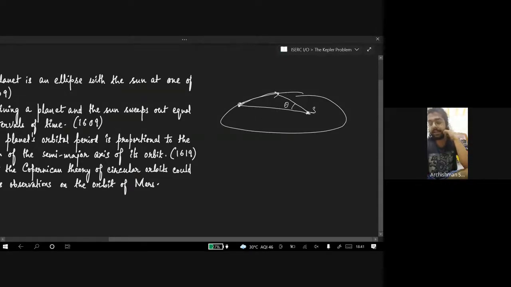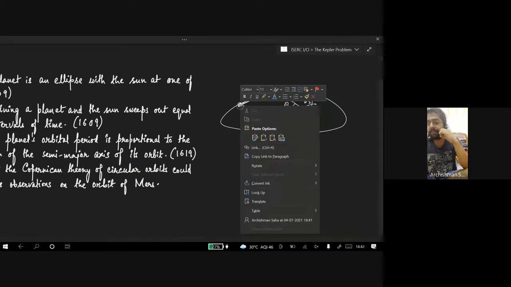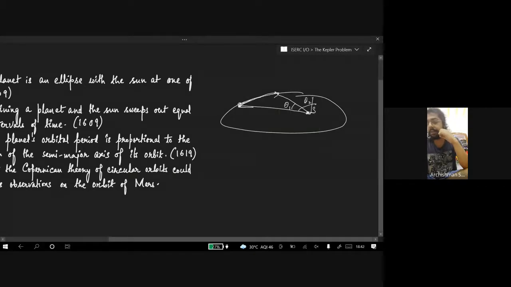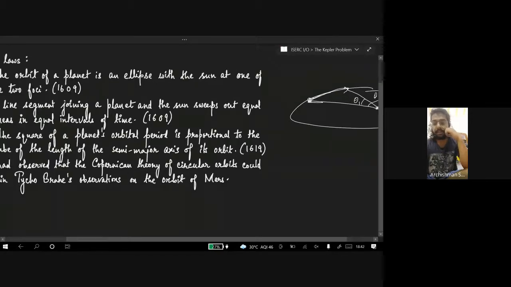So if I say this is theta 1, and you have some other angle, let's say theta 2, and if I have theta 1 equal to theta 2, then the time required to cover both of these areas is constant. Or you might consider that the areal velocity in going from the starting point to theta 1, and the areal velocity in going from the starting point to theta 2, is constant.